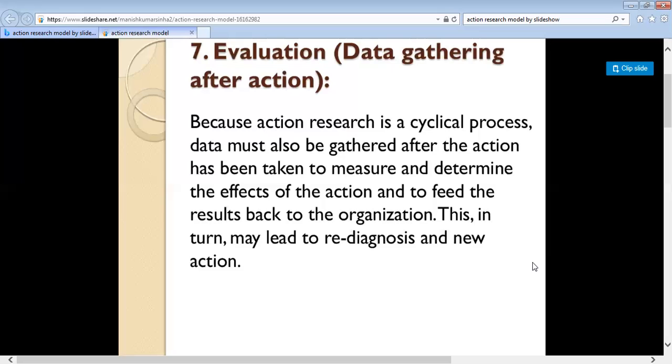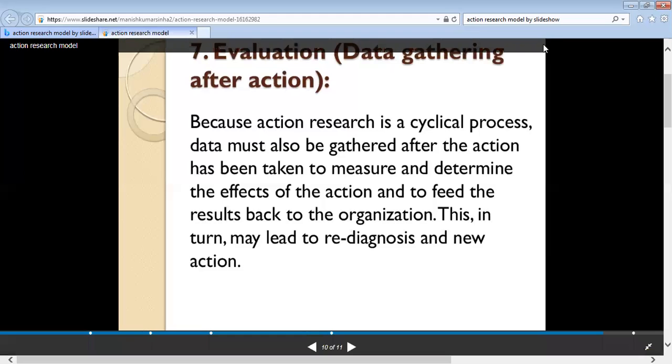So according to Warner Burke, these are the seven steps, that is your entry, contracting, diagnosis, feedback, planning change, intervention, and lastly, your evaluation. So that's all about the action research model.